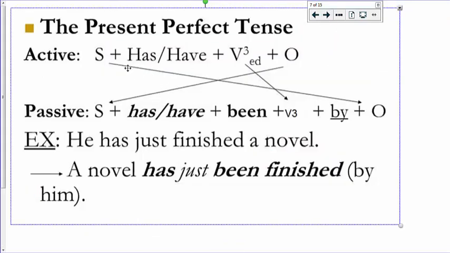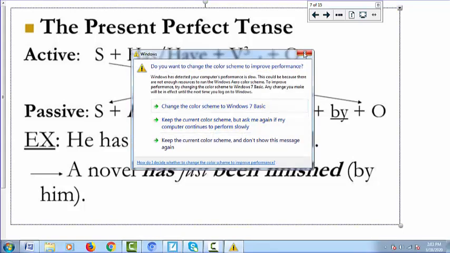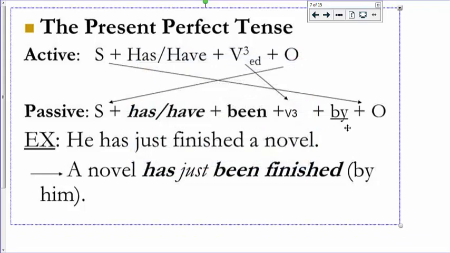Look at these. In active sentence, we start the sentence with subject, has or have, plus verb 3, plus object. In passive form, you will take the object and put it instead of the subject. Then we are going to use has and have according to the subject here. Then been, then we have verb 3, plus by, plus the object. The object here means the subject of the sentence first.